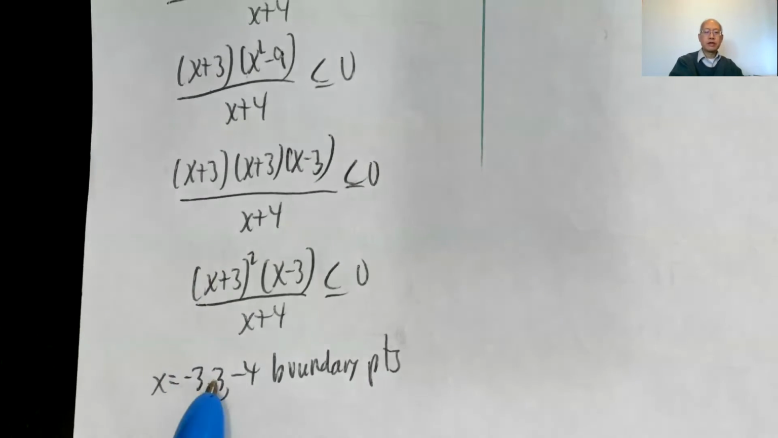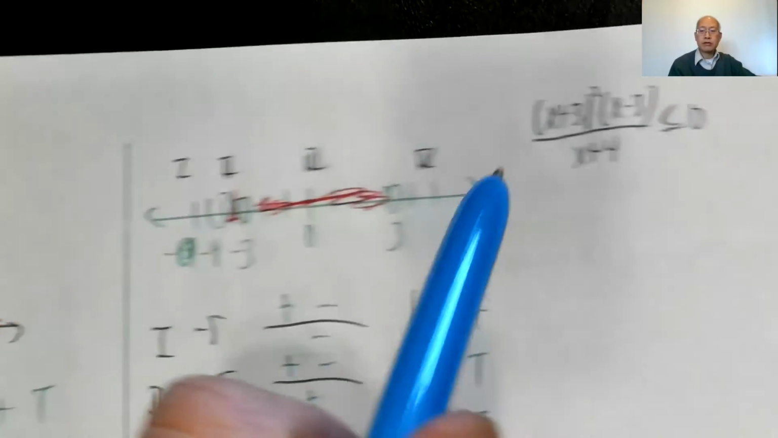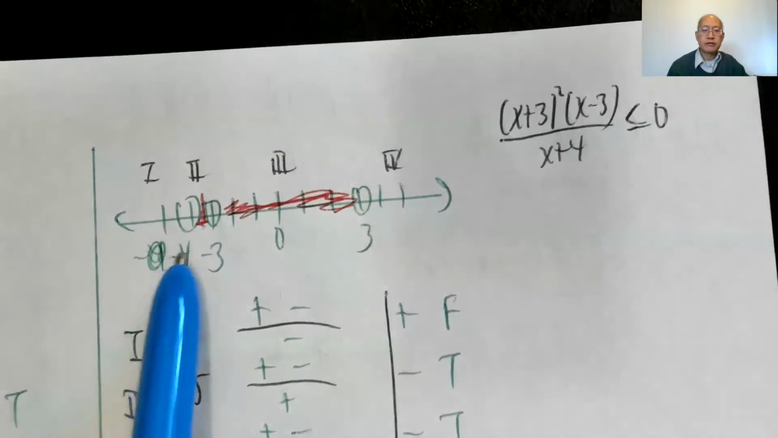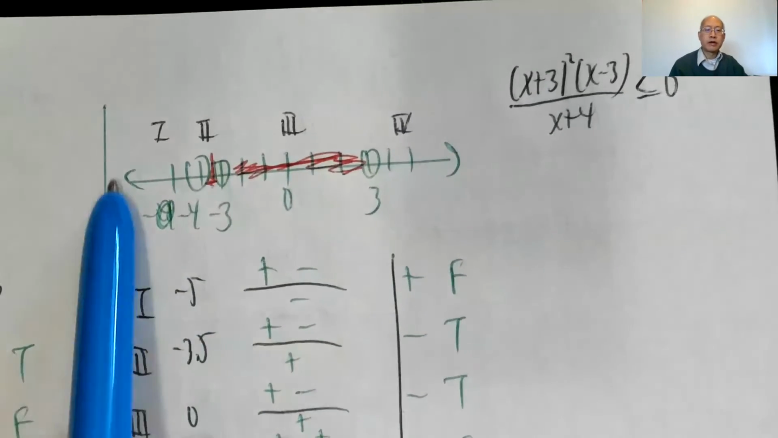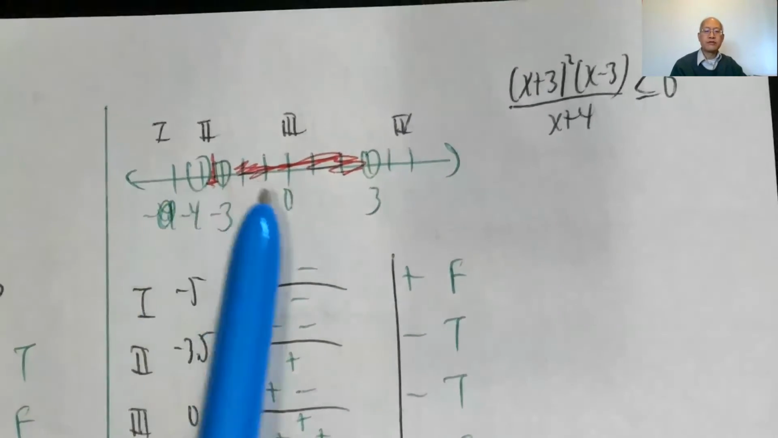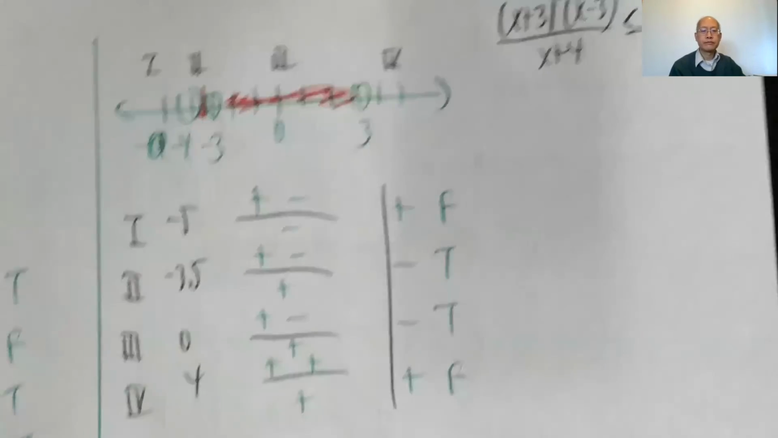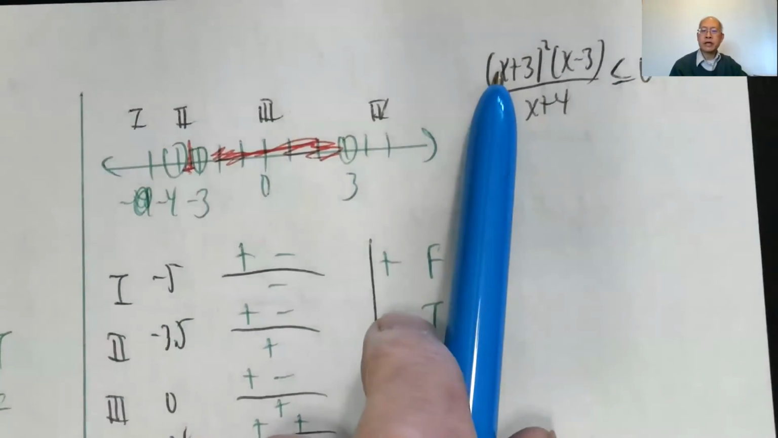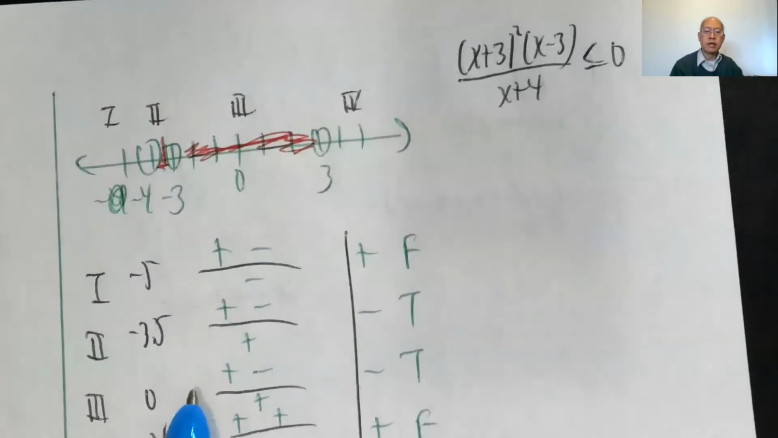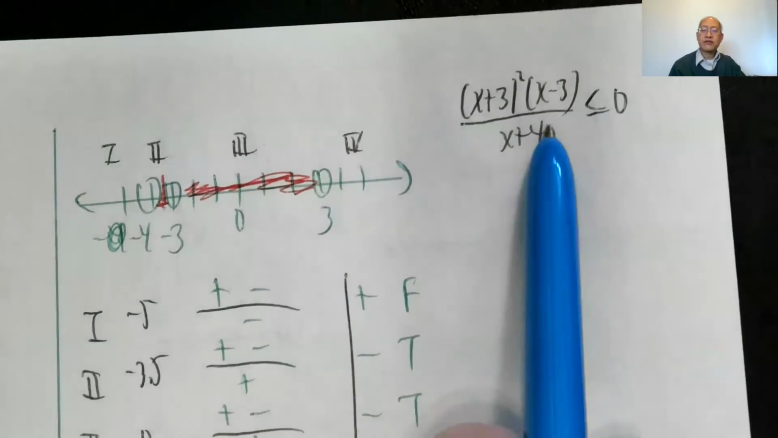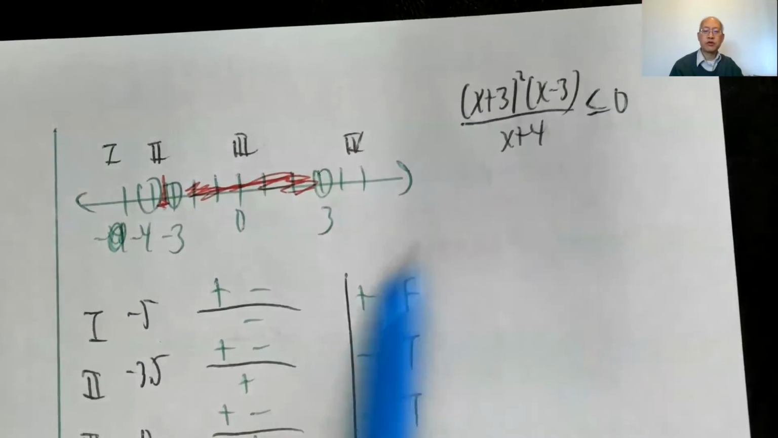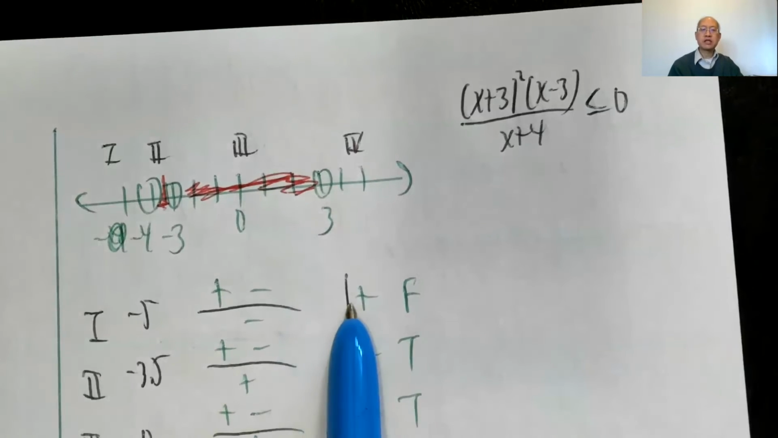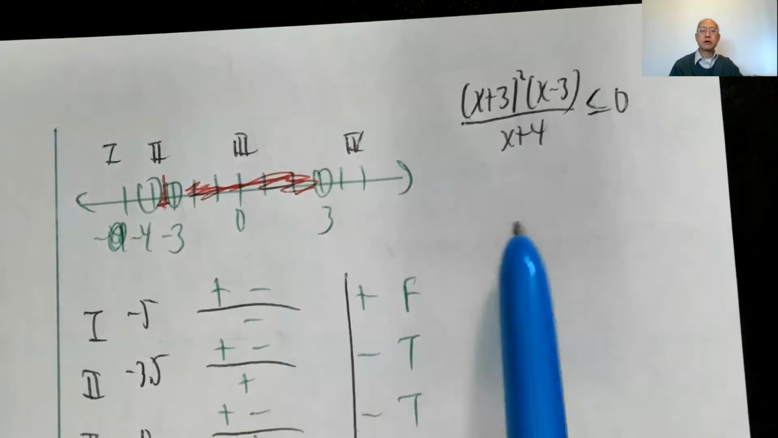Boundary numbers are -3, 3, and -4. So I'm rewriting the expression here. -3, 3, and -4. So -5, -3.5, 0, and 4. Plug in -5. This is always positive. Plus, plus, plus, plus. -5 minus 3, negative. -5 plus 4, negative. So two negatives makes it positive. Positive less than or equal to 0? No, that's false.